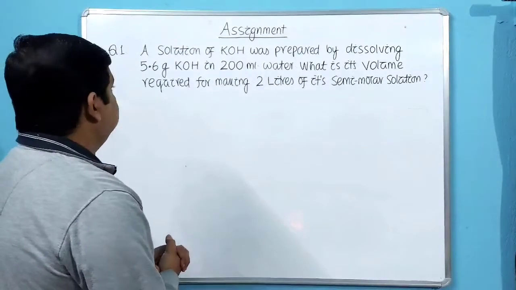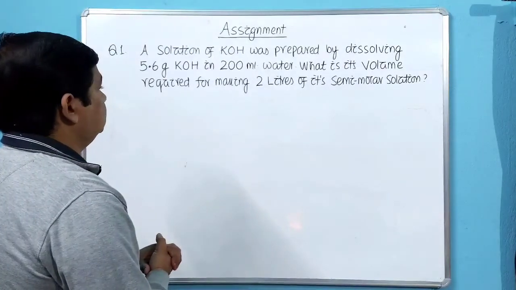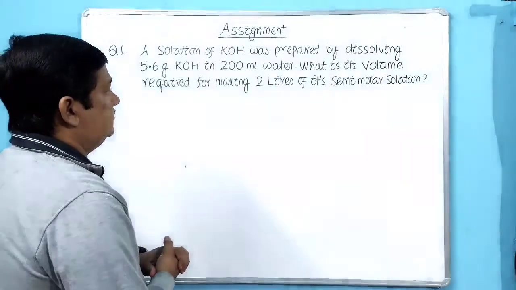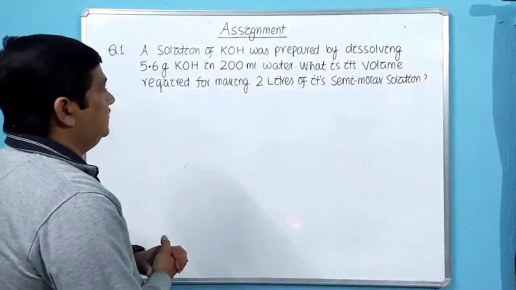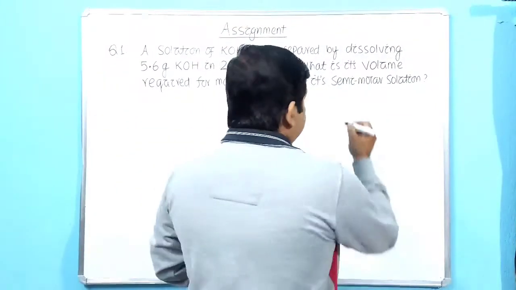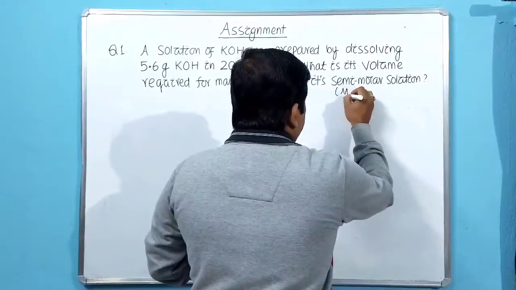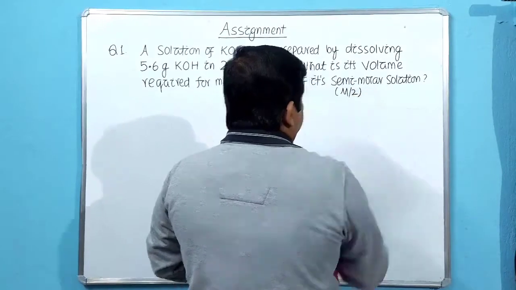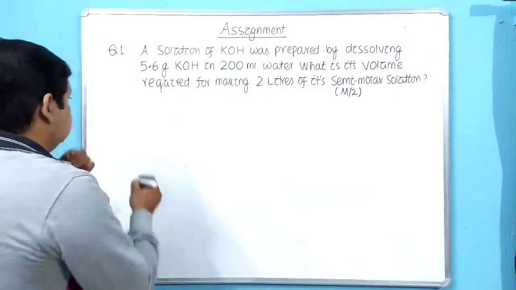Okay, so starting with the assignment, question number 1 was: a solution of potassium hydroxide was prepared by dissolving 5.6 gram of potassium hydroxide in 200 milliliter water. What is the volume required for making 2 liters of its semimolar? Semimolar means half, M by 2, semimolar solution. So how to solve it?